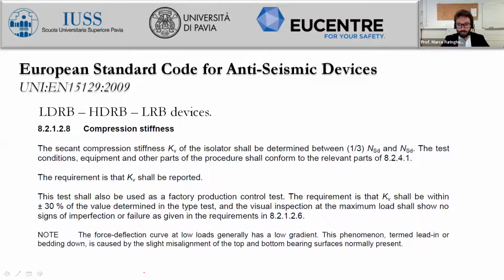And finally, this is very fast. This is just for the compression stiffness. This is in force control, and it is a vertical test, which provides the measurement of the secant compression stiffness.